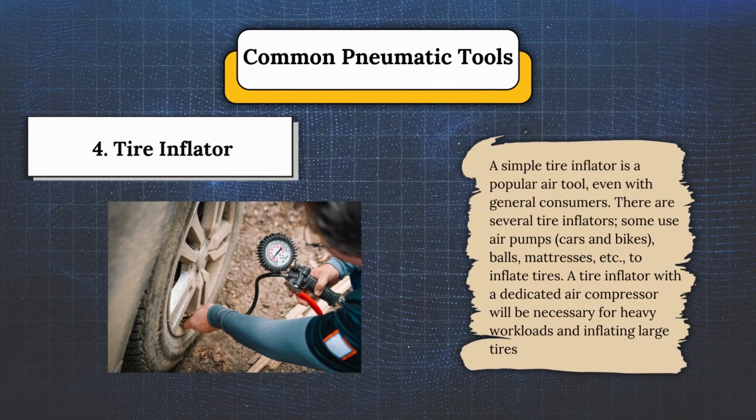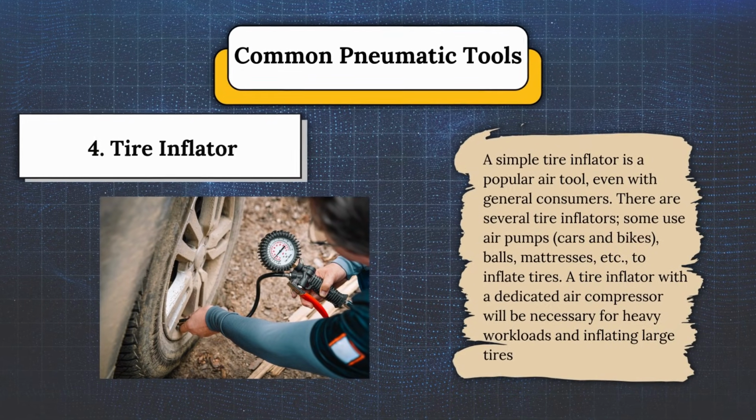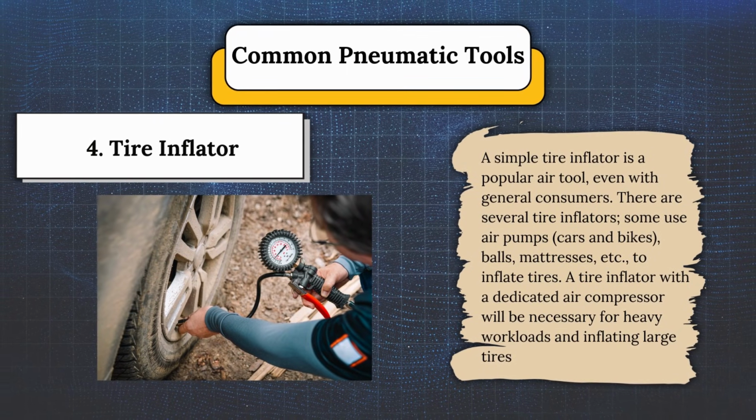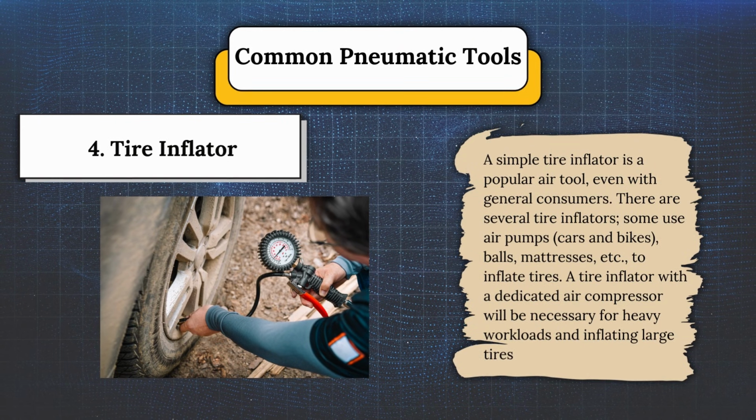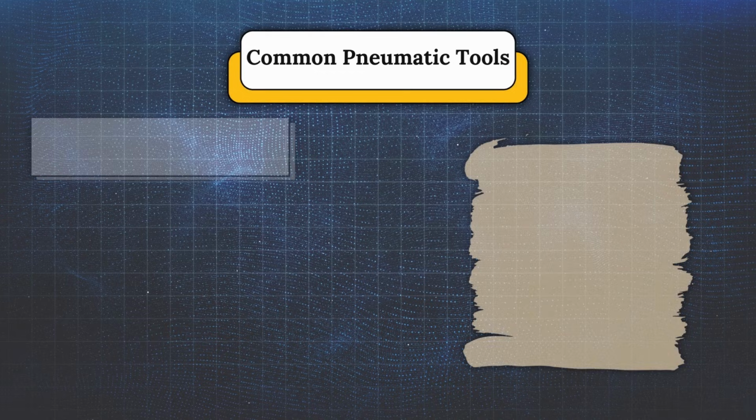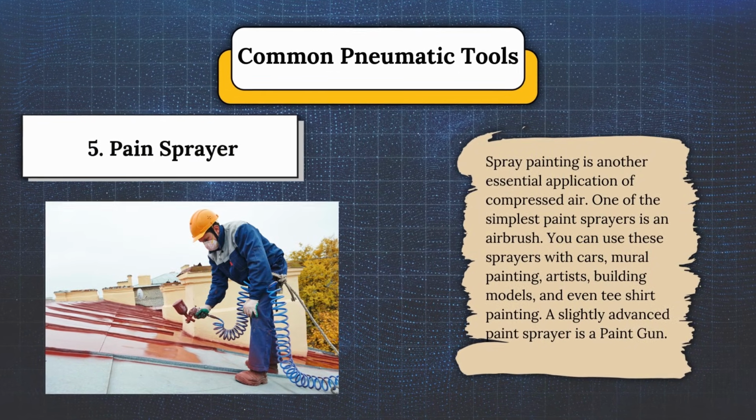Number 4. Tire inflator. A simple tire inflator is a popular air tool, even with general consumers. There are several tire inflators. Some use air pumps, for cars and bikes, balls, mattresses, etc., to inflate tires. A tire inflator with a dedicated air compressor will be necessary for heavy workloads and inflating large tires.